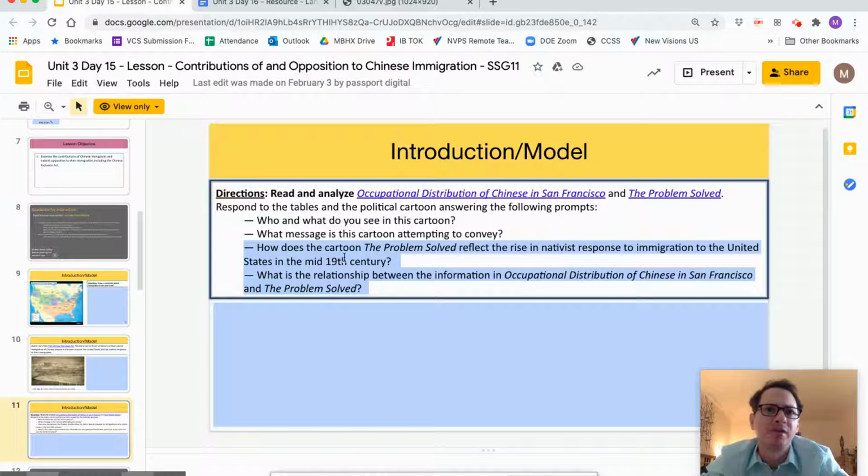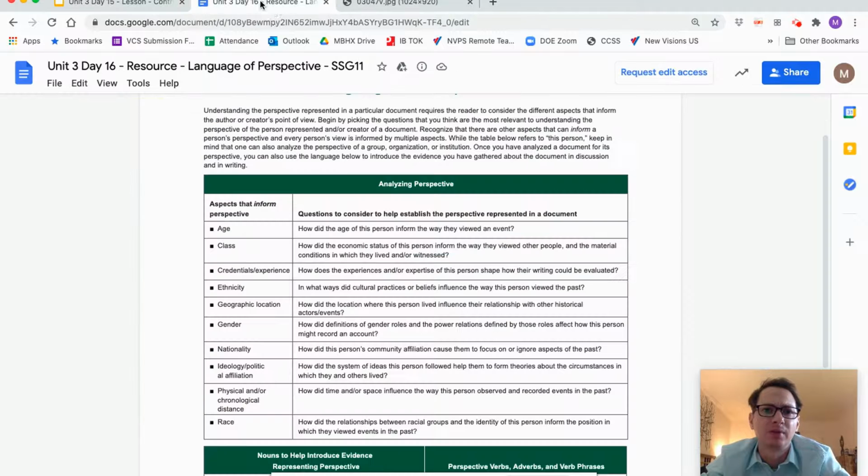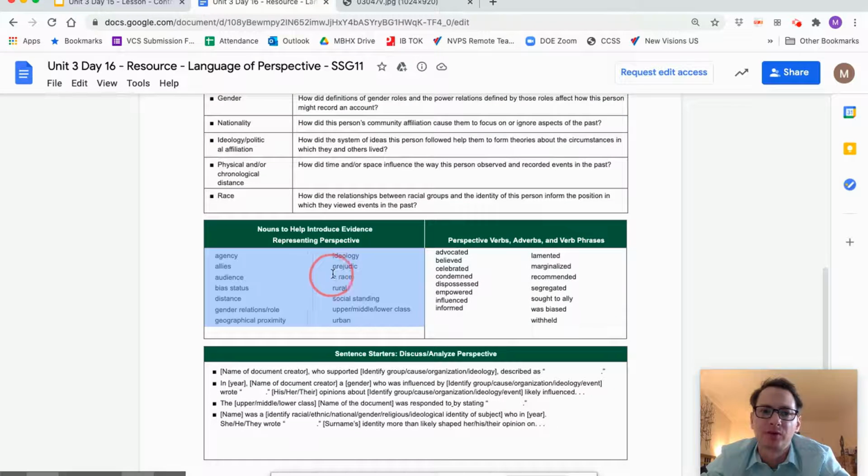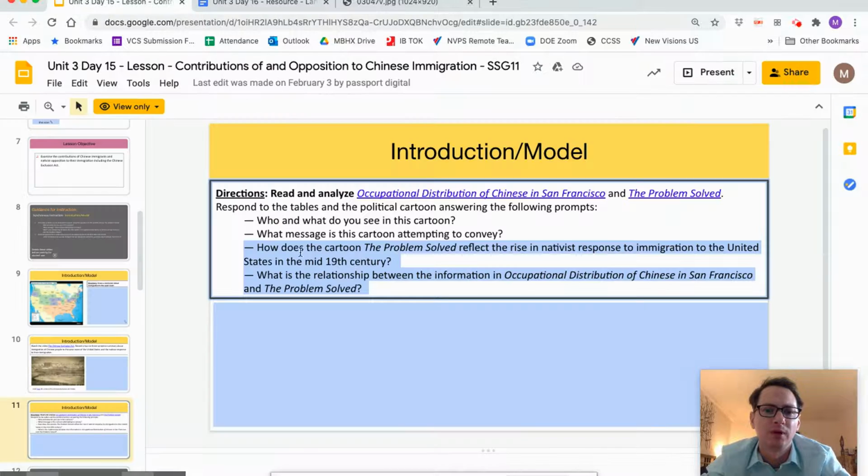And for both of these, I would urge students to begin thinking about the language of perspective again, just to get them thinking along those lines, because it is going to come up later on in this lesson. And if they have the language of perspective tool available to them, I would definitely draw their attention to the word bank for the nouns, verbs, adverbs, and verb phrases that they're presented with here, as a way to bolster their responses to these last two prompts.